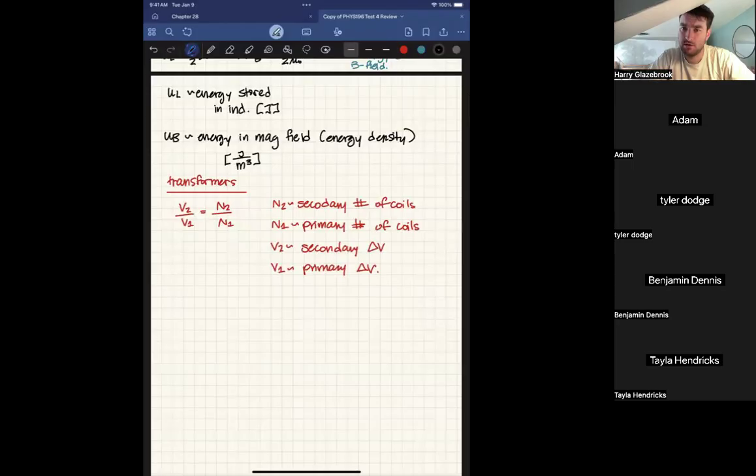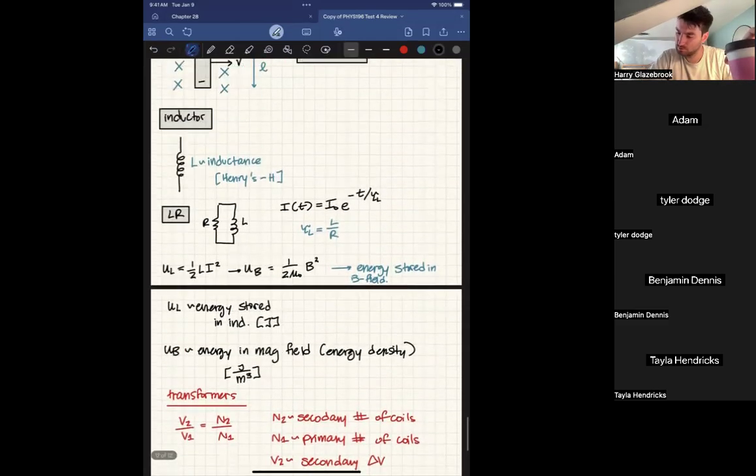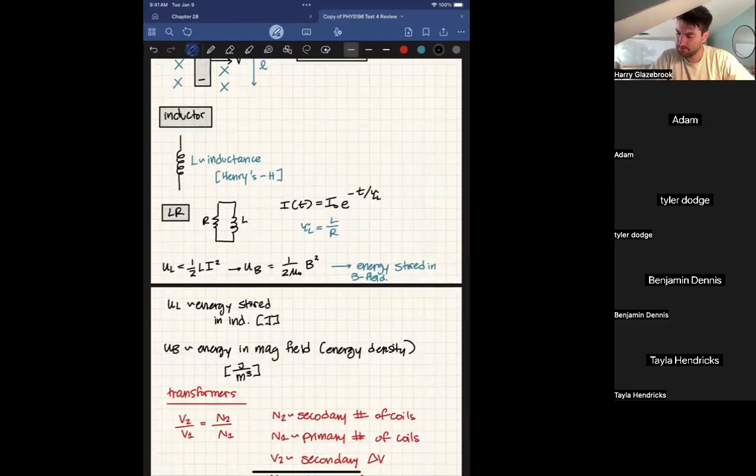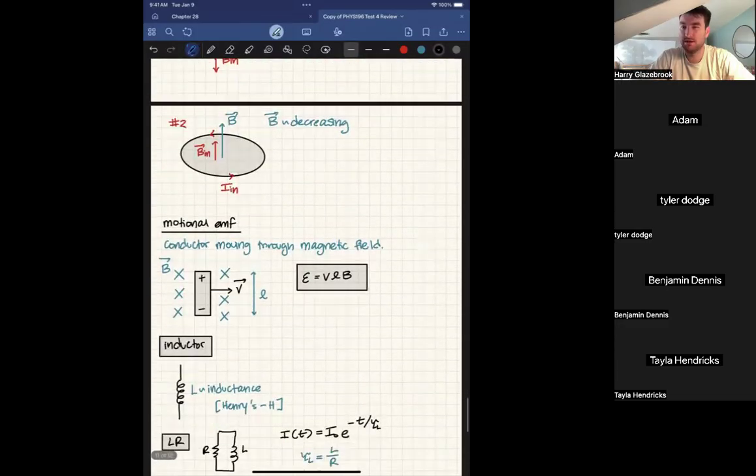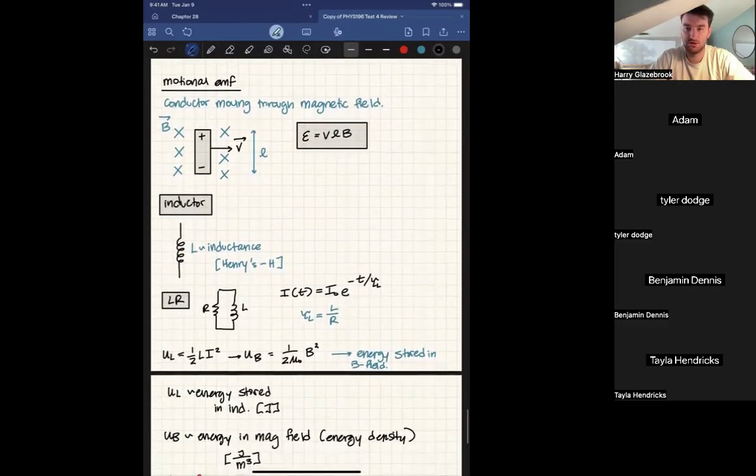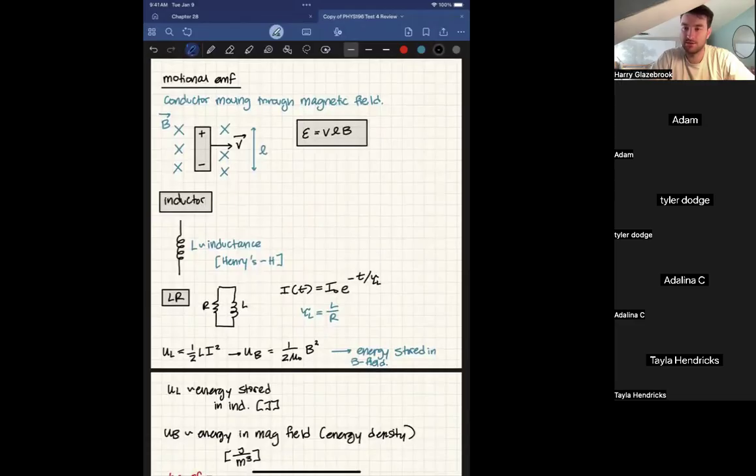For RL, why is the exponent not negative for discharge, like the RC discharge? Oh, I'm sorry, I totally sped past that. There shouldn't be a negative sign for the RC discharge. Good morning. I took that away. That was my mistake. So they should both be positive.